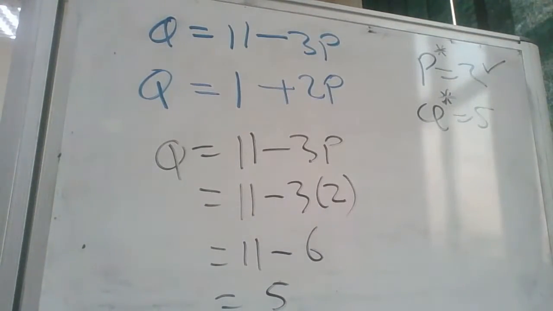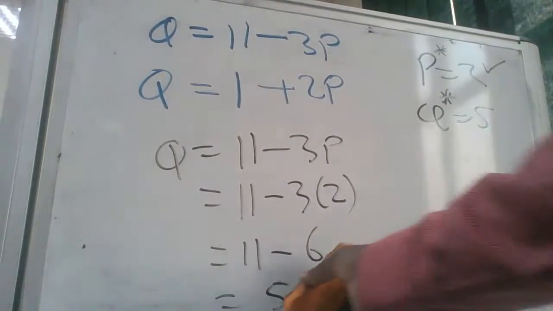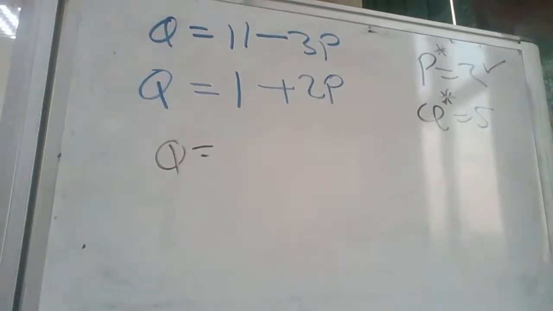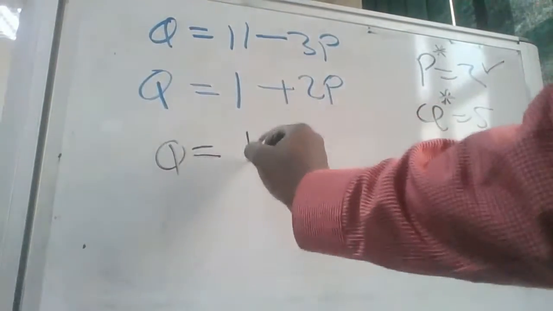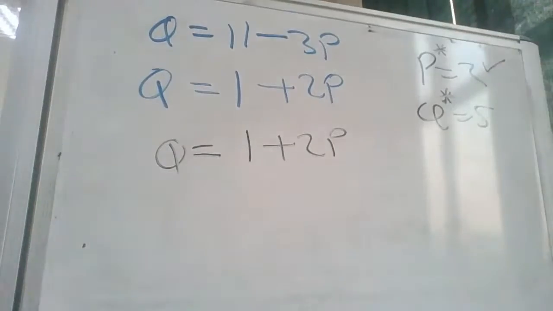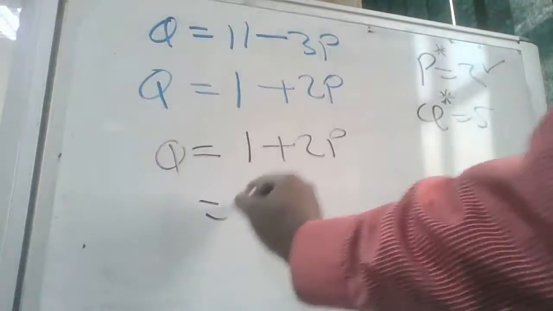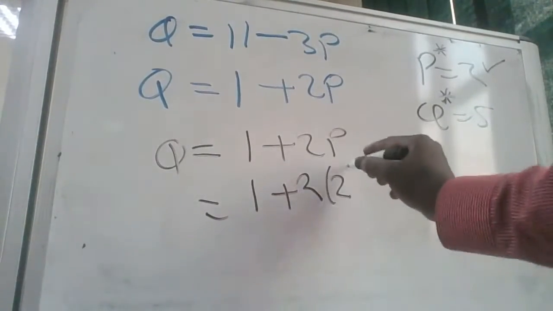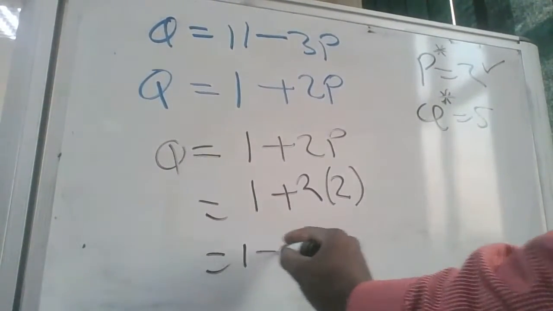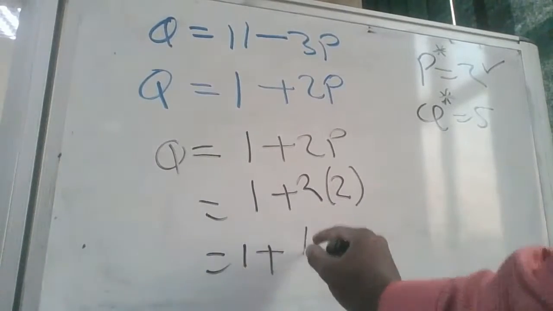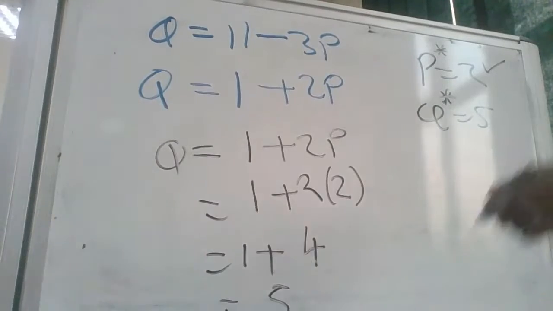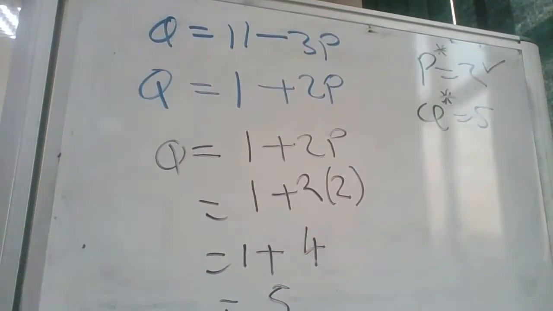Let's now try the supply function and see if the equilibrium quantity will also be 5. So from the supply side, we have 1 plus 2P as our supply function. Our equilibrium price is 2. So we get 1 plus 2 times 2, we will have 4. And 1 plus 4 will give us 5. And this confirms that indeed our equilibrium quantity is equal to 5.